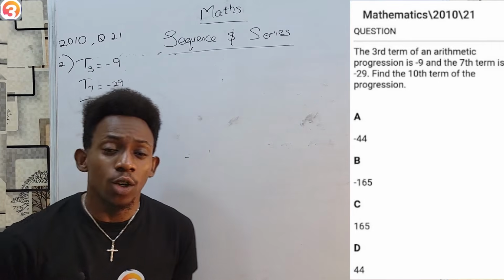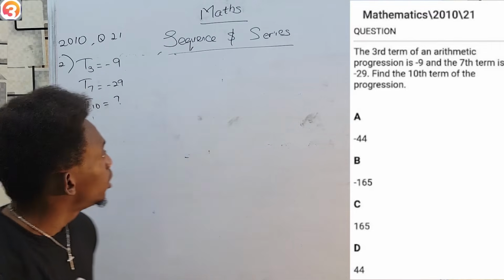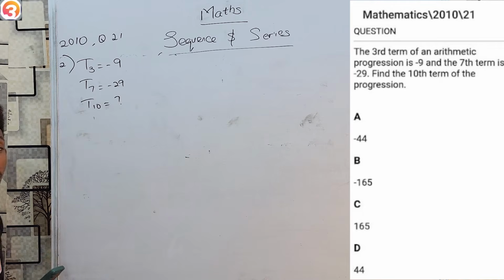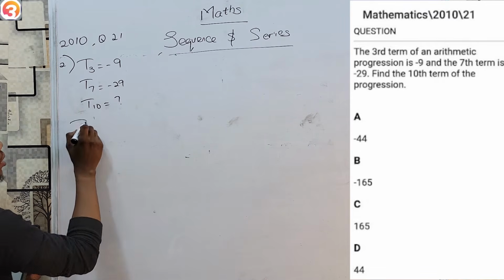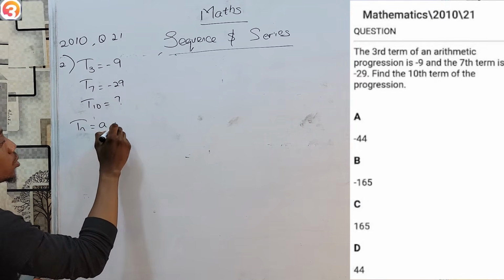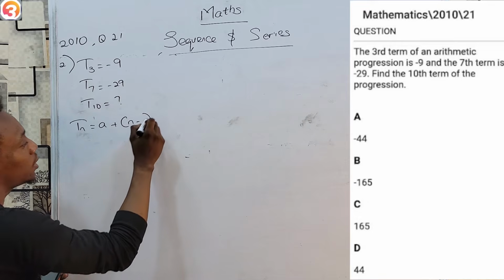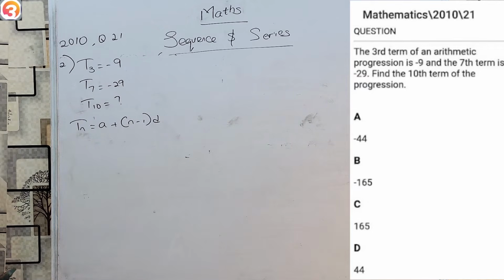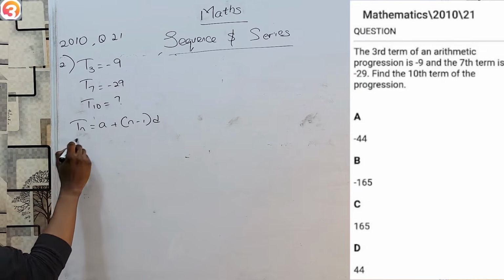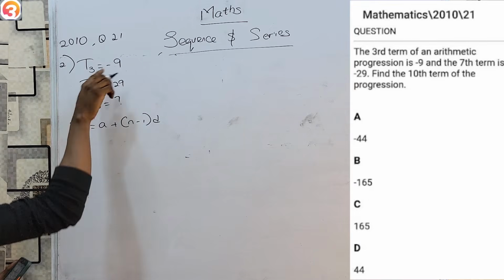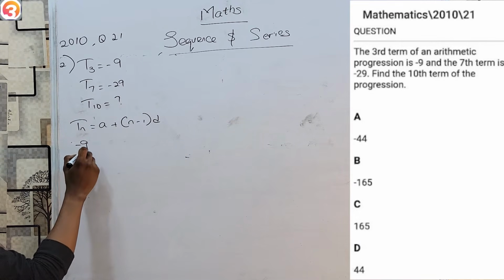Now, how can I go about this? It's very simple, actually. Let's start off with what's the general formula for the nth term? Tn equals a plus n minus 1 d. So let's try it for T3. T3, as we are aware, has a value of minus 9.